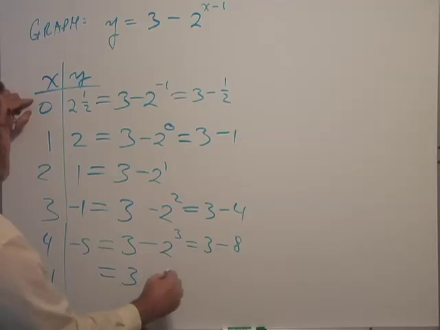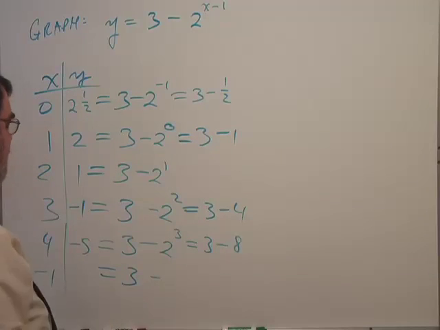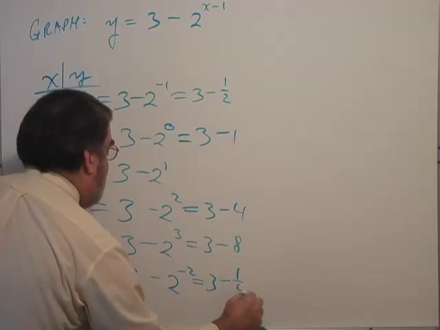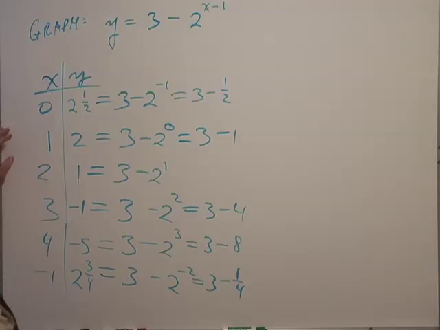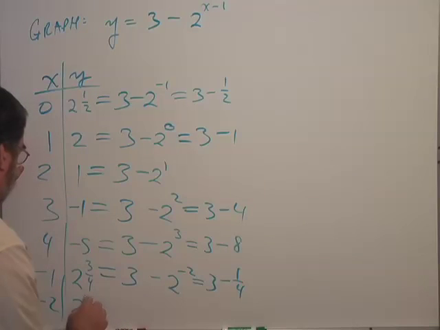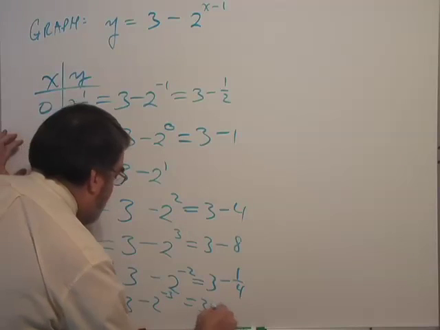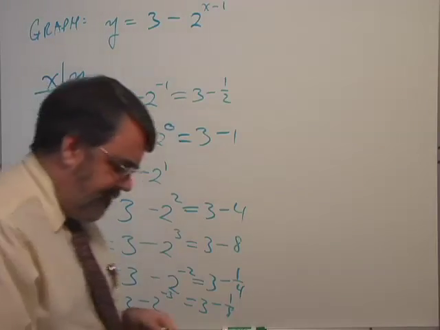Let me go to negative 1 on the other side. This would be 3 minus 2 to the negative 1 minus 1, which is negative 2. So that's 3 minus 2 to the negative 2. 3 minus 1/4 is 2 3/4. And I think I can fit one more in here. If x is negative 2, I'm going to get 2 7/8. Because that would be 3 minus 2 to the negative 3. 3 minus 1/8 is 2 7/8.